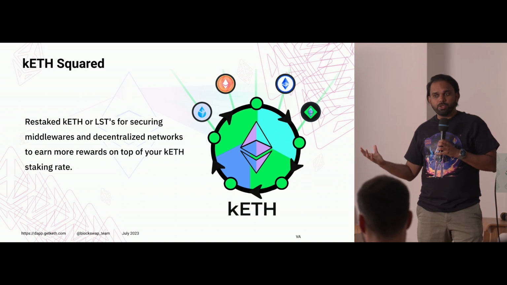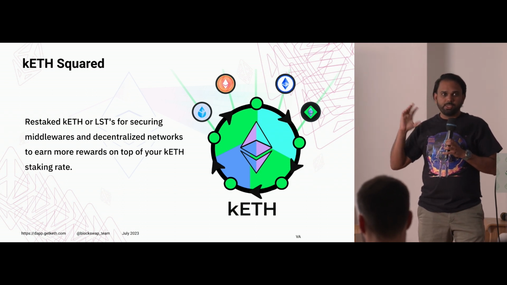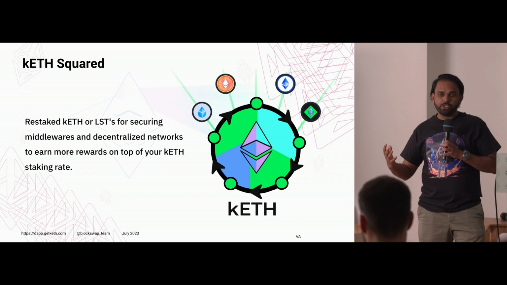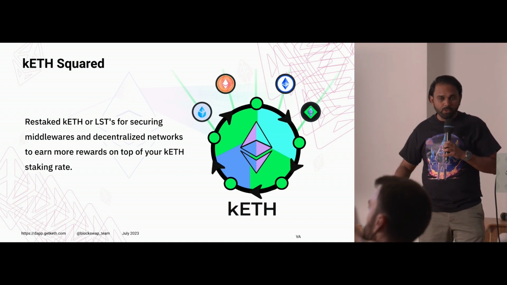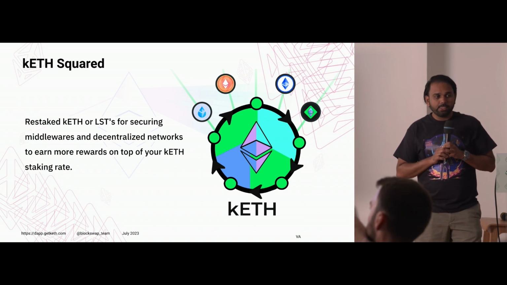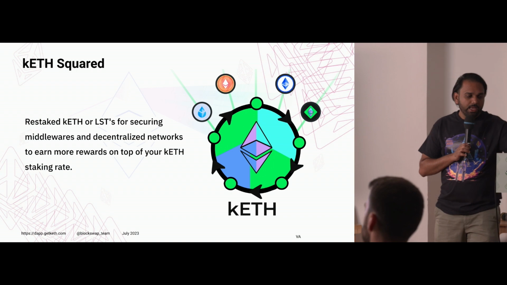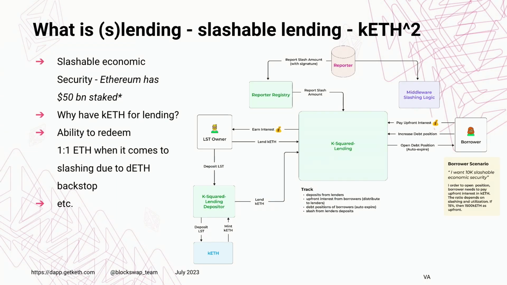And if something goes wrong, the ZK witness comes in, you will actually take the slashing risk, but you will earn additional income. So hundreds of middlewares can actually borrow from the same pool. It's all automated. It's the same mechanism. And that's kETH Squared. How does it work? We want to have Vincent on the stage to tell you all about it. Vincent, please.